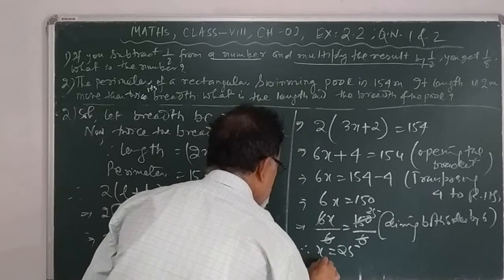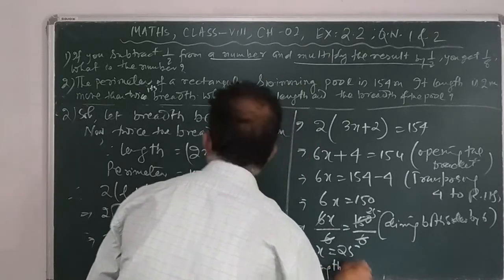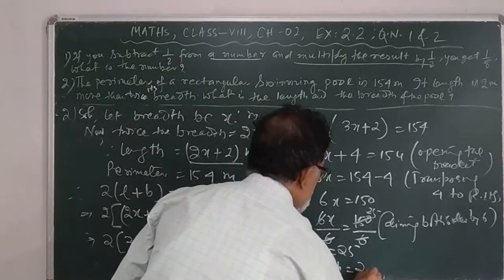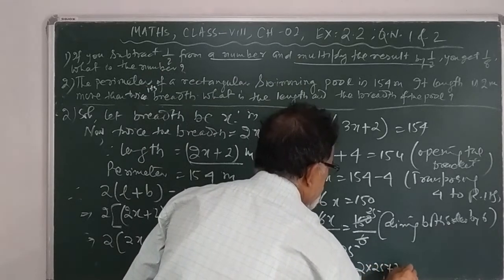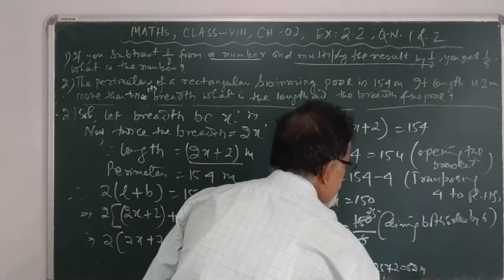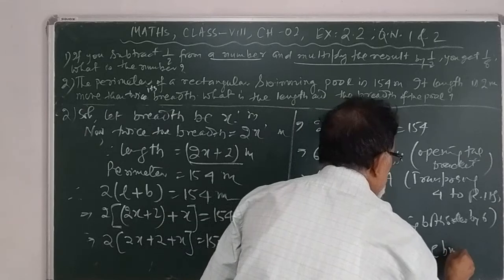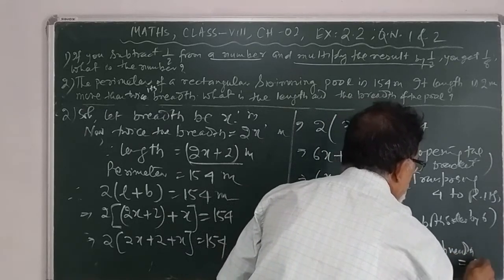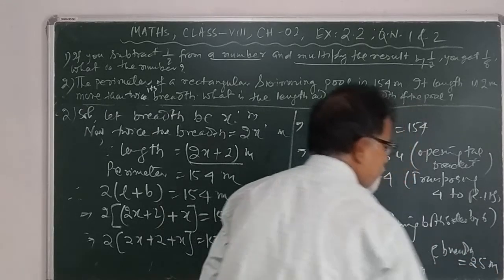Thus, length equal to 2 into 25 plus 2 equal to 52 meter, and breadth equal to 25 meter.